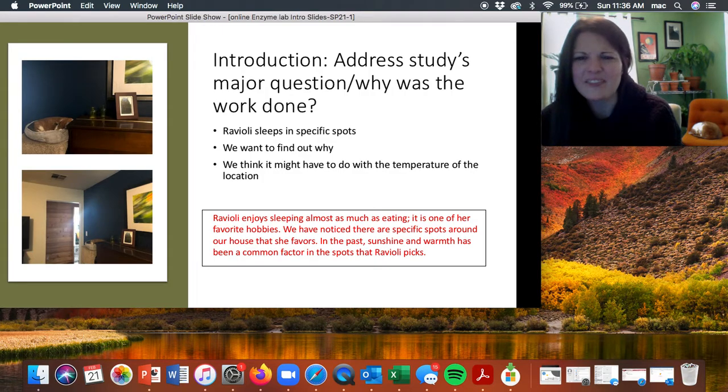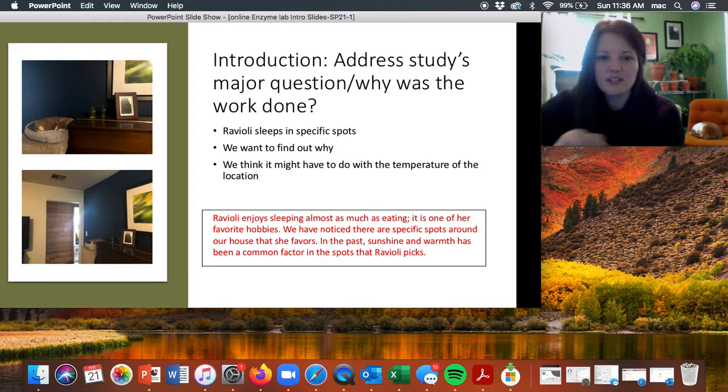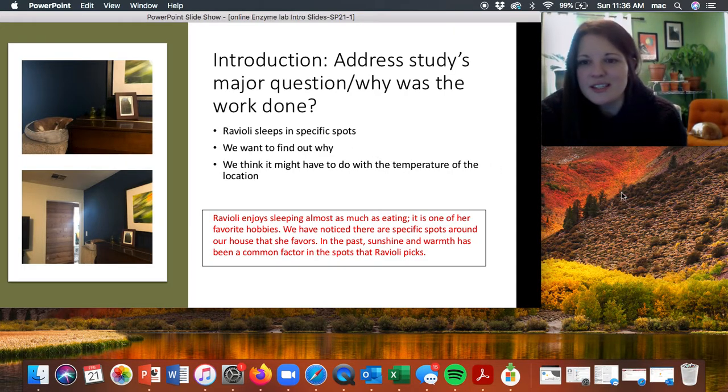We think it might have to do with the temperature of the location, because we know that it's a pretty big historical fact, myth, anecdote, I don't know, that kings and queens used to keep cats around so that they could chase mice and find the hottest seat in the castle. So we thought, right over here on the left, you can see, oh, she's so smushy. She's in her little kitty cat bed, and she likes to sleep right there.